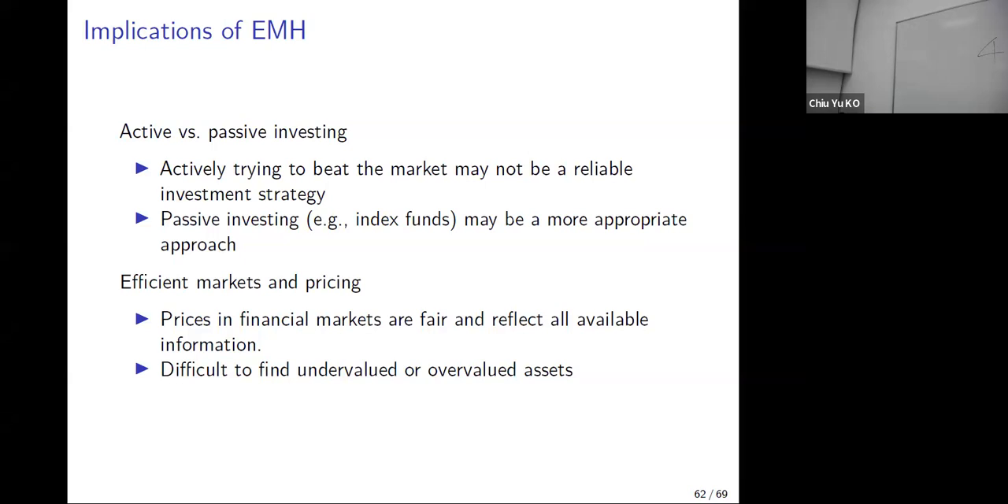Of course, I'm talking about the average, right? If you're smart, then that's no problem. You can identify something and make money. But in general, it's like this. And if it's a market, as I already said, in general the price in the financial market is pretty much fair. It's very difficult to find undervalued and overvalued assets. Not that easy.